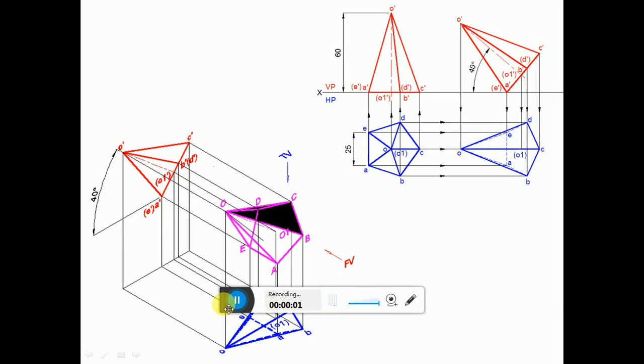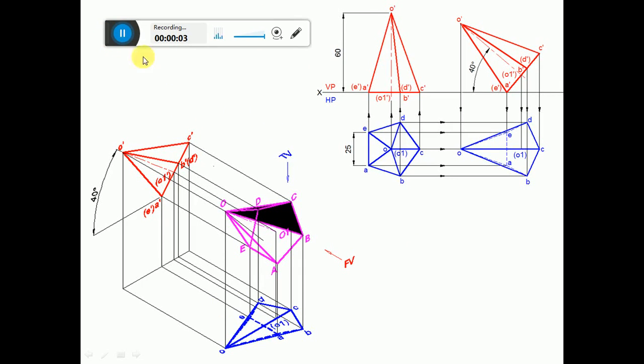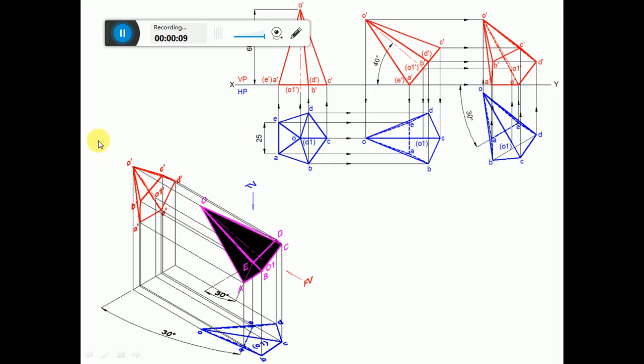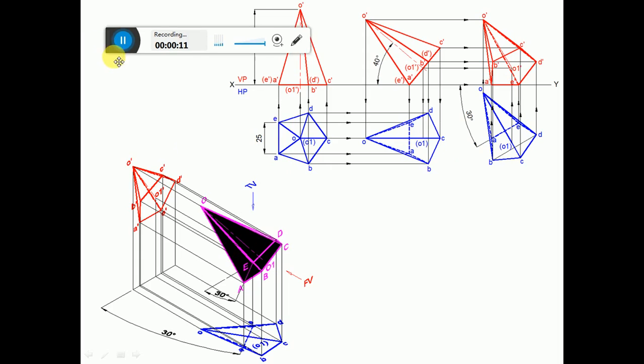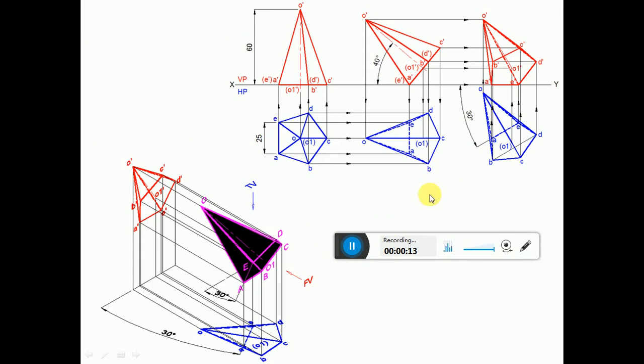Now, this is the continuation of the same problem. Then the edge which is resting on HP is inclined to VP at 30 degrees. So that is the problem which is given. Which is the edge which is resting on HP? The edge which rests on HP has to be on the XY line in the front view. We can see that A dash E dash is the edge which is resting on HP.